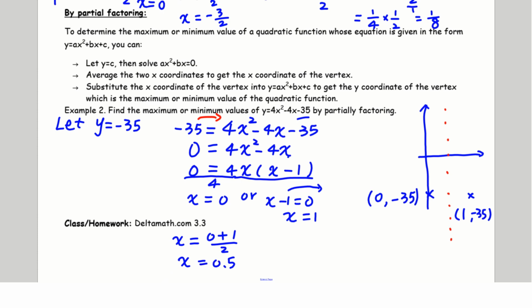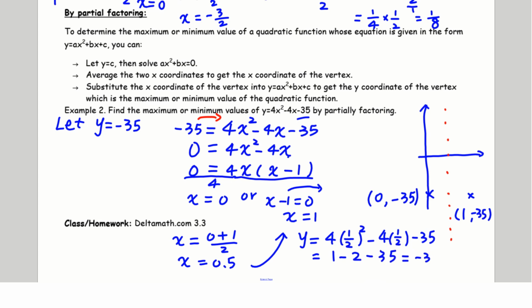Then in order to find the y value, we just sub in x equals 0.5 into the original equation. So 4 times 1 over 2 or 0.5. So I will use fractions. Minus 4 times 1 over 2, then minus 35. Use your calculator to find out. So this one is 1, this is 2, minus 35. You will have negative 36.